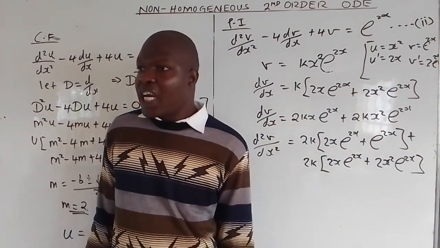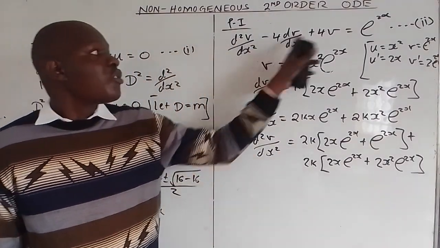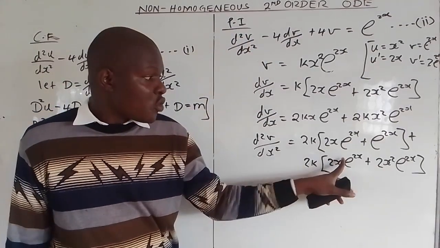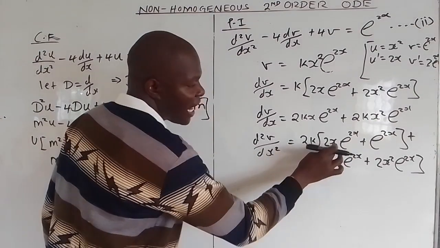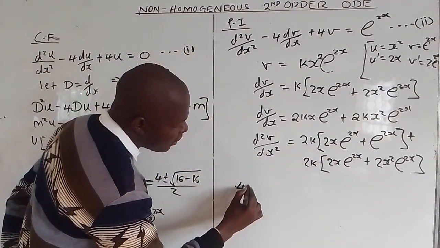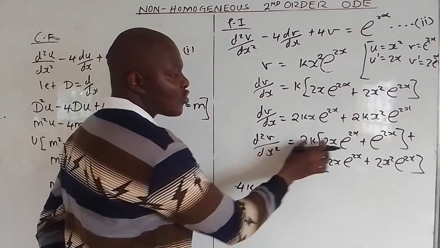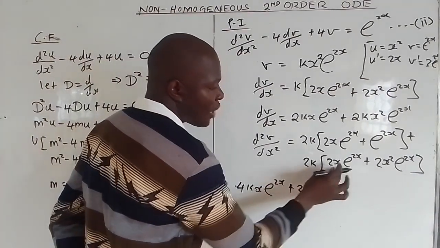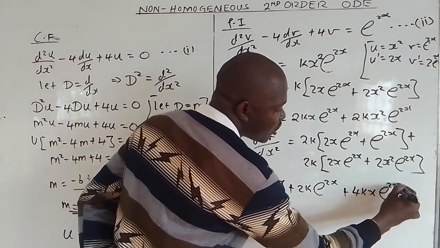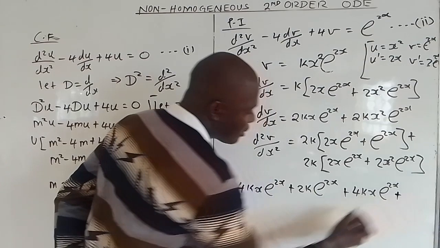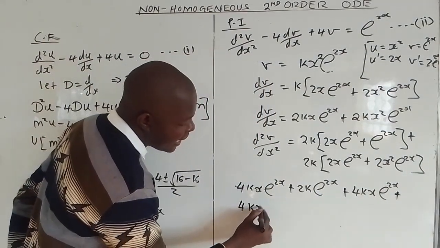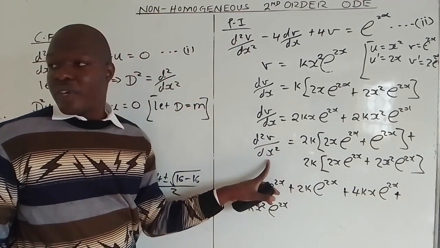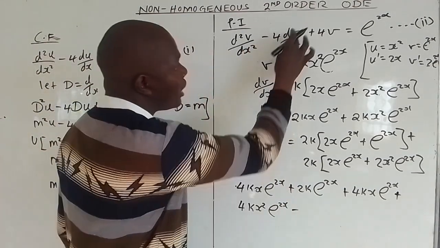Are we together? Now after this, you take them back in the equation, isn't it? We have d squared v over dx squared, you substitute with this value. Open this bracket, 2k times that, you get 4kx exponential 2x, 2k times that, plus 2k exponential 2x, isn't it? Then it is plus 2k times this, it is 4kx exponential 2x, then 2k times that, plus 4kx squared exponential 2x. So we substituted this, isn't it? So the whole of this is d squared v over dx squared. Then it is minus 4 into dv over dx.